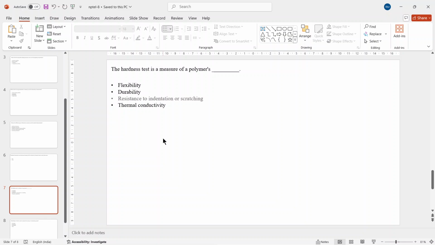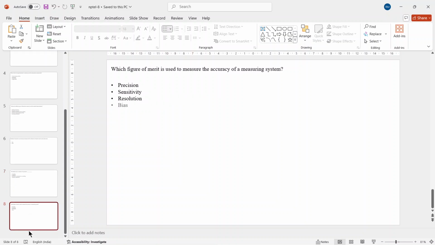There are different types of hardness analysis also. For example, in composites and polymers, there is something called Barcol hardness. That Barcol hardness is a specific type of hardness which is measured by the Barcol hardness tester. So that is also a resistance to indentation or scratching. Now, thermal conductivity of polymer, definitely that is not the answer for this one, as we know that the thermal conductivity of the polymer itself is not a testament to the hardness of the polymer. The correct answer for this is resistance to indentation or scratching.